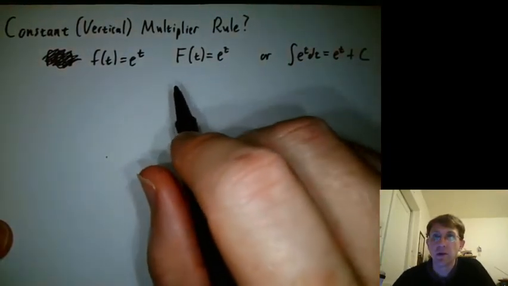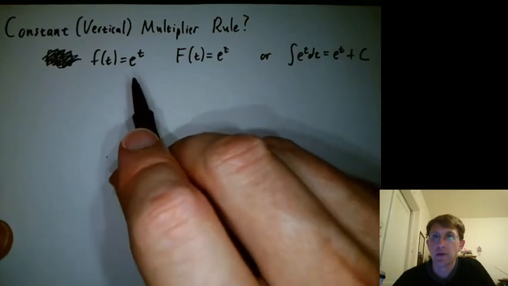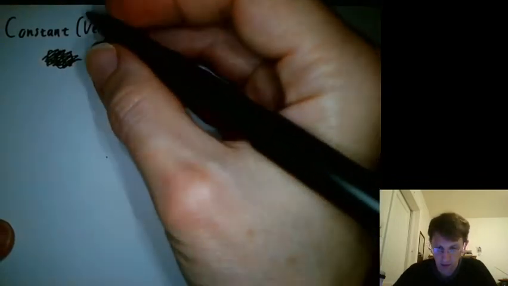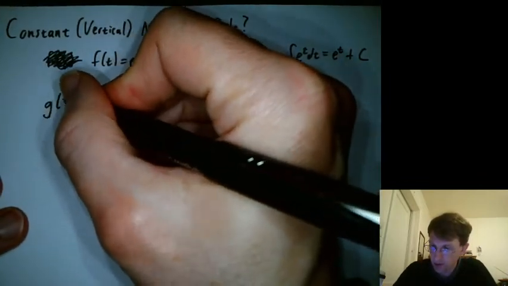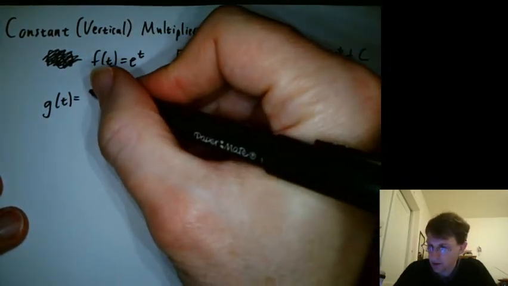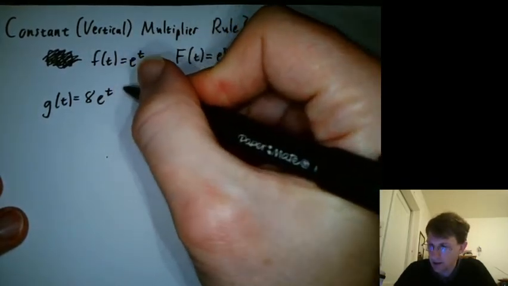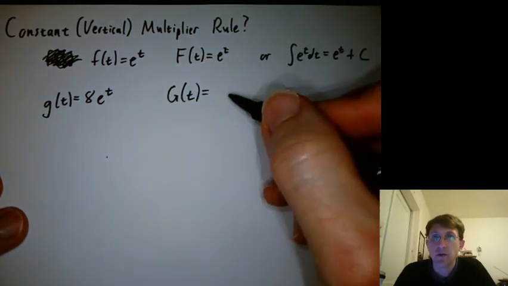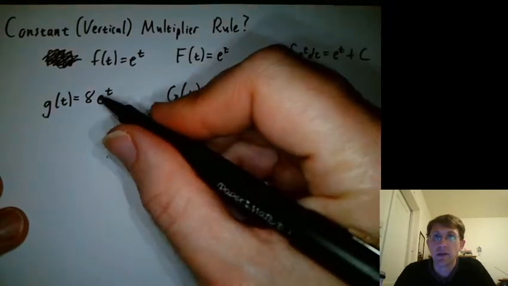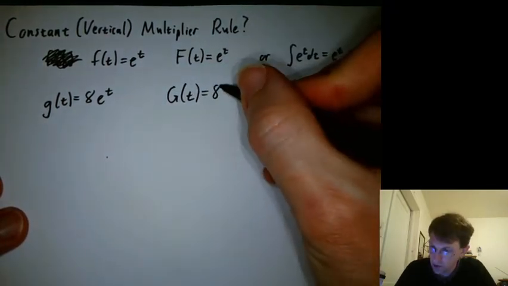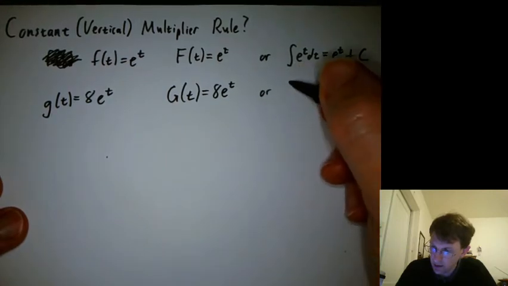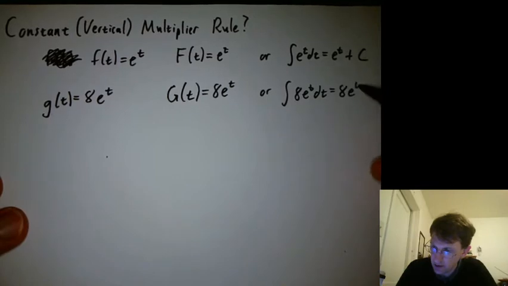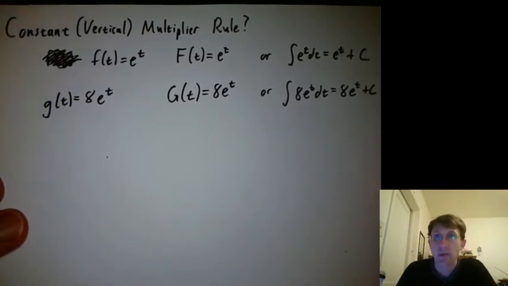So, do you think the vertical multiplier rule will work if I put a multiplier out front on e to the t? So we could say, what if g of t equals something like 8 e to the t? What do you think big G would be? What function, when you take its derivative, gives you 8 e to the t? Still 8 e to the t? Or you could say the integral of 8 e to the t dt is 8 e to the t plus c. Right?